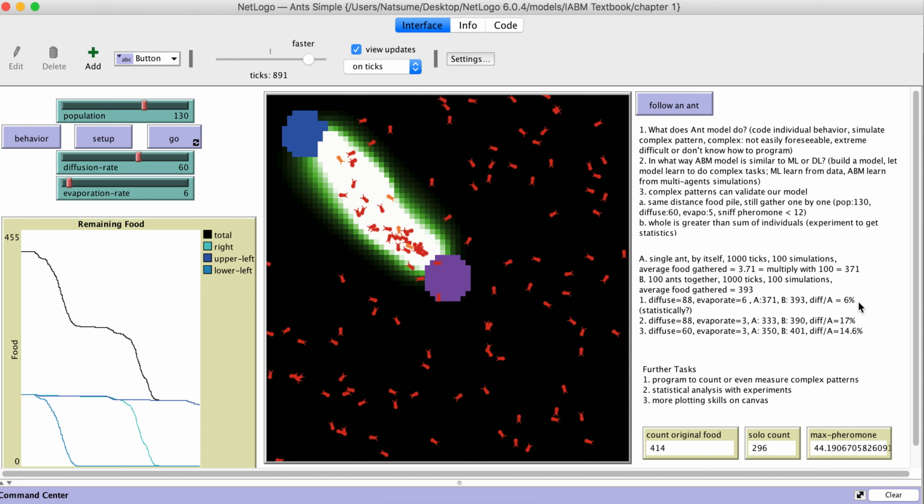So if this number is significant, then we can say our model is able to produce the complexity of an ant colony rather than just multiplying itself. So we did capture something really complex.